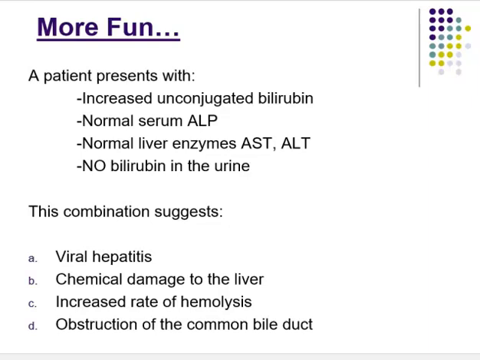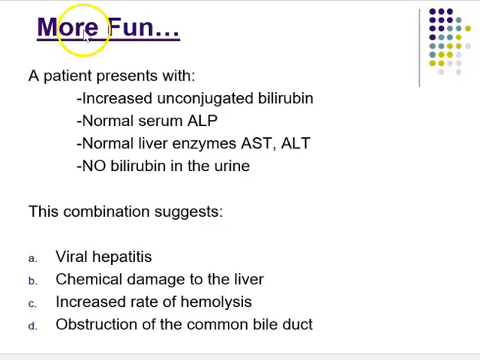Is it viral hepatitis? Is it chemical damage to the liver? Is it an increased rate of hemolysis, or is it obstruction of the common bile duct? Try to figure it out on your own before you go on in the video and see the correct answer. Do you have your answer? The correct answer is C, increased rate of hemolysis.